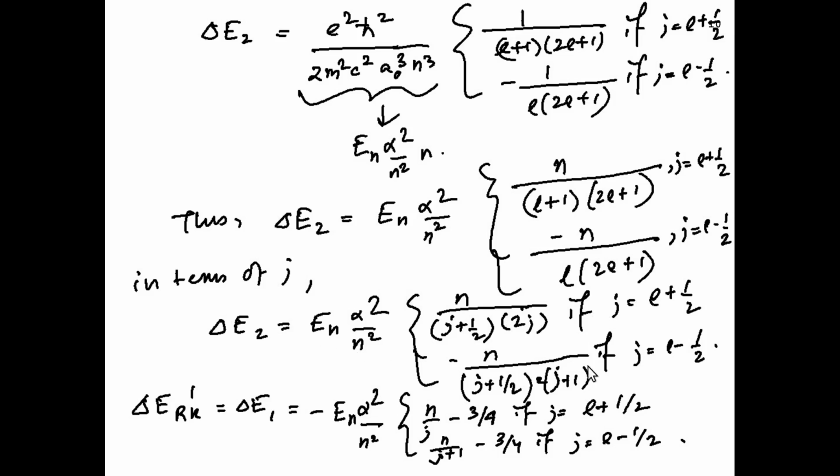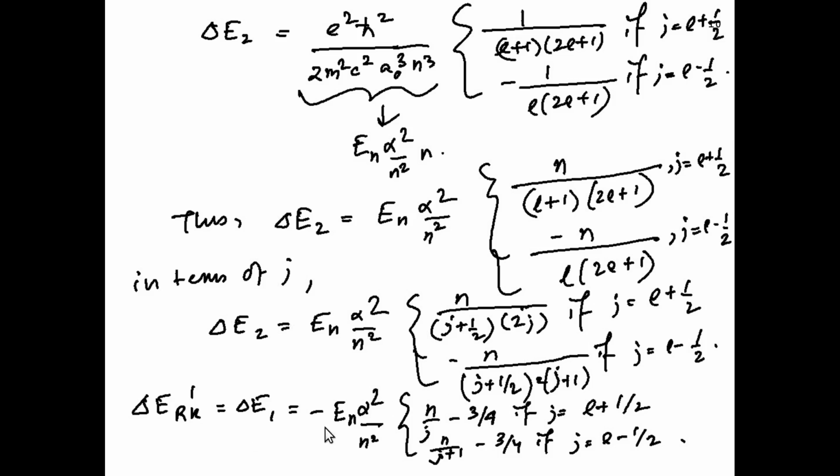So I write it in this form. When j equals L plus half and L minus half, this is the form. So basically if I simplify the algebra, that is what it becomes. So the first correction is because of spin orbit coupling. Now recall, what was it for the relativistic kinetic energy correction?